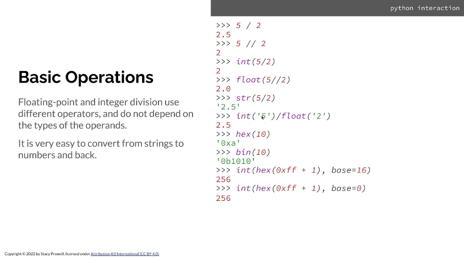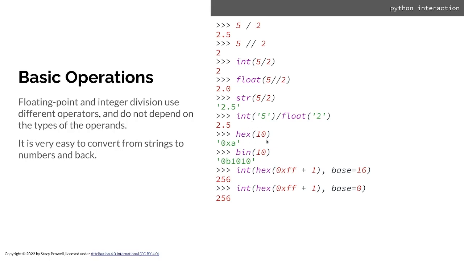I could take an int, which I produced from the string 5, divide it by a float, which I produced from the string 2, and I'll get 2.5. And you can see here that I can use mixed types. Python is very liberal about how it interprets types and what you're doing.